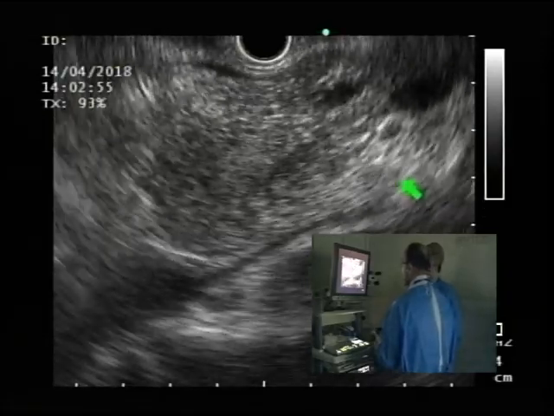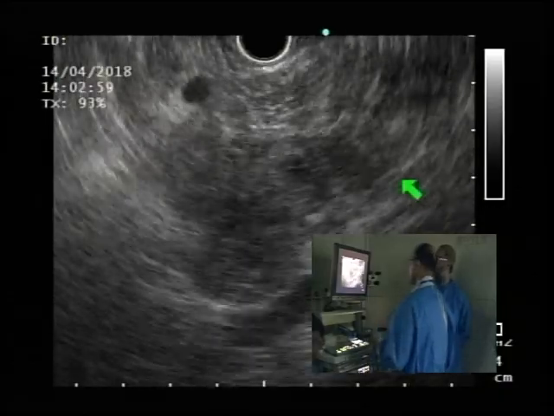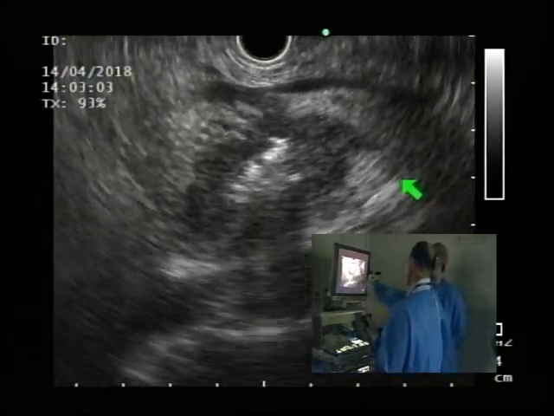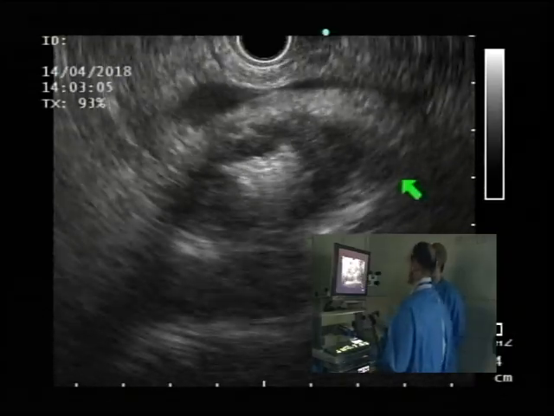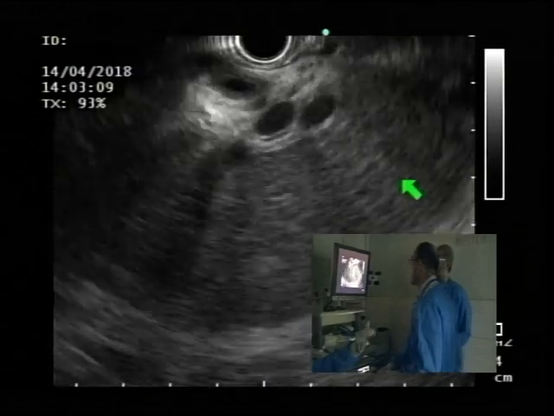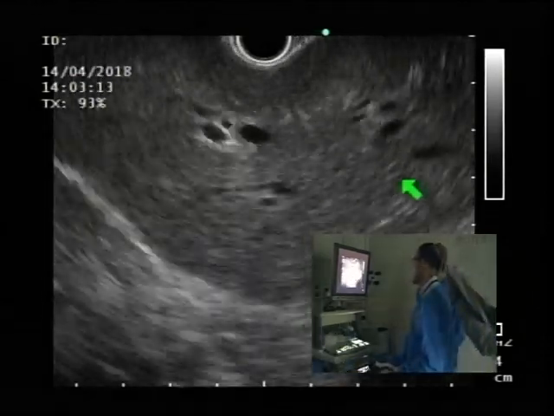Bile duct. We lose the bile duct in the area of the lesion. And now I've fallen back into the stomach. But yeah, there is hyperechoic material inside of it, which I agree with you is consistent with necrosis. Also, while we wait, we should look at the liver for liver lesions because that obviously would upstage the lesion.